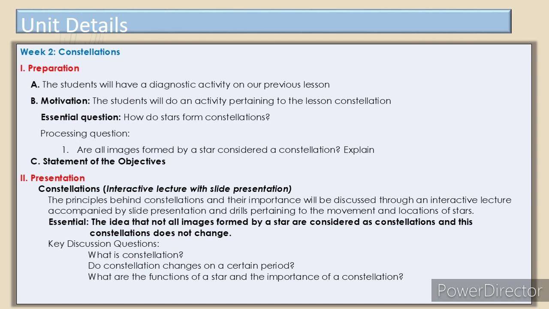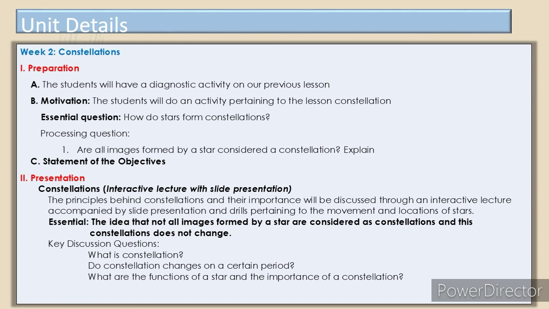The processing question: are all images formed by a star considered a constellation? Explain. Then I will be stating the objectives. The presentation will be focusing on constellations. The presentation will be an interactive lecture with slide presentations.